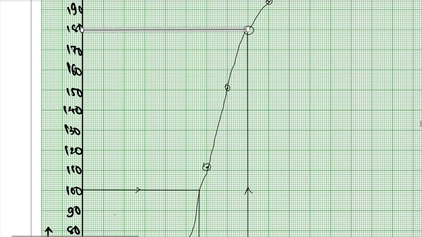Okay, so what does it mean? I will just write my answer over here. See, it means that 180 students out of 200 have scored up to 80% marks.